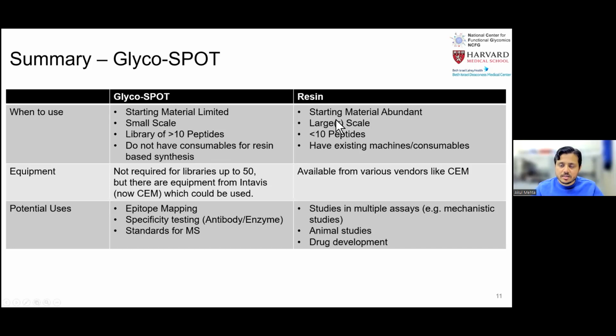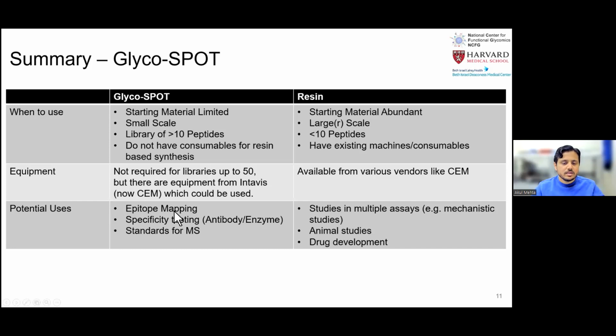When you have starting materials which are abundant, or you need large-scale synthesis, and you don't need a large library of peptides, and you have existing consumables or machines for this, then definitely you can check out resin-based synthesis. There are equipments available for both. However, if you're generating libraries less than 50 glycopeptides, you can still use glycospot synthesis and generate this library. And the potential uses, you can obviously expand on these uses.